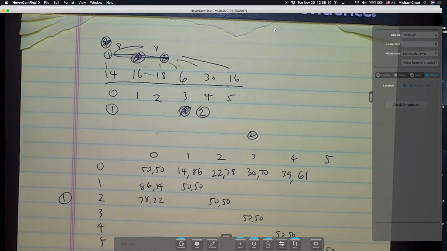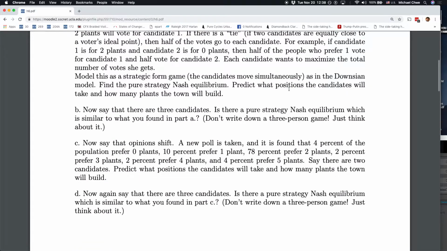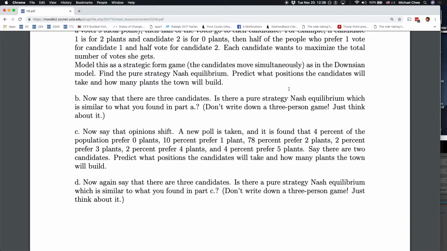But then after that, what about if there's 3 people? Oh, that's a good question. Okay, so let's think. It's question B, I think. Now say there are 3 candidates. Okay, so now, is there a pure strategy Nash equilibrium? Did you guys do it? What is the Nash equilibrium here? I think it was 3? Everyone says 3? Okay, so we found this is a Nash equilibrium.